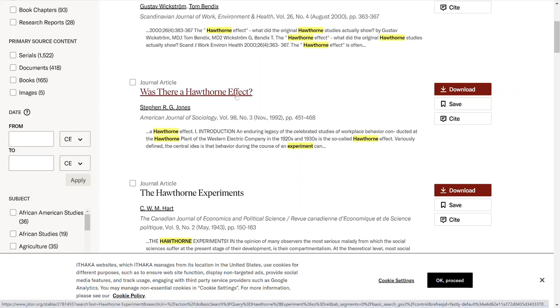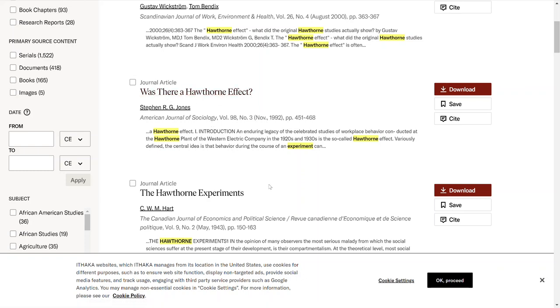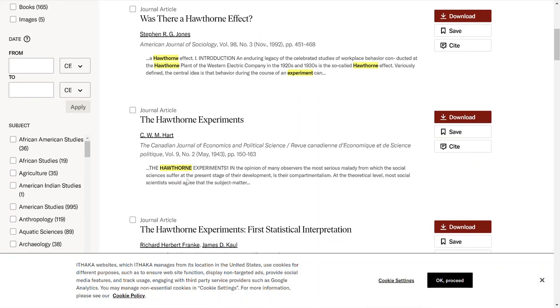Was there a Hawthorne effect? That's interesting because here it sounds like somebody, this Stephen R.G. Jones, is using some critical thinking and is asking the question, was there a Hawthorne effect? Interesting. So that would be worth a read, in my opinion.